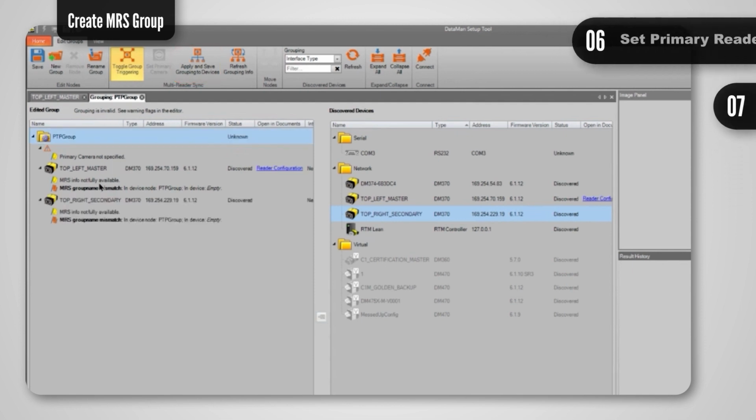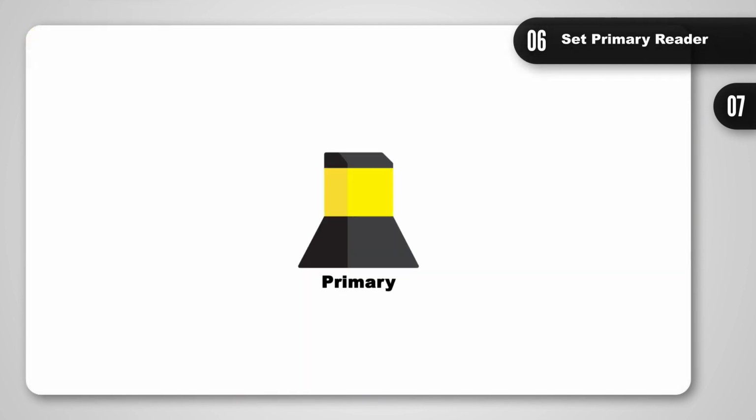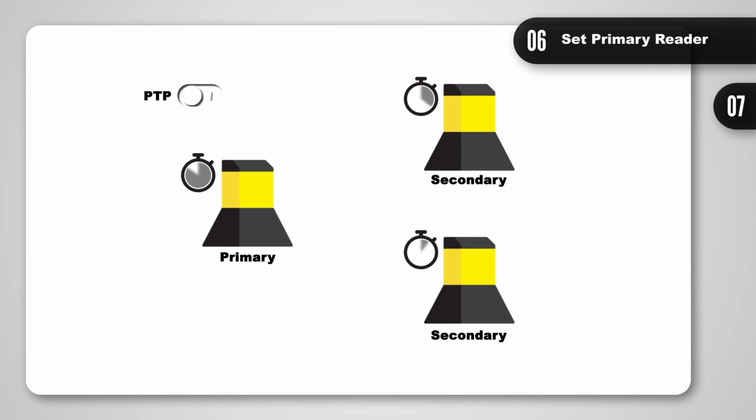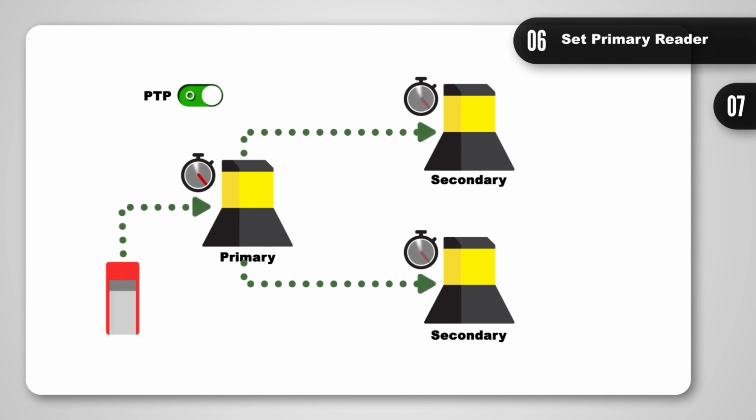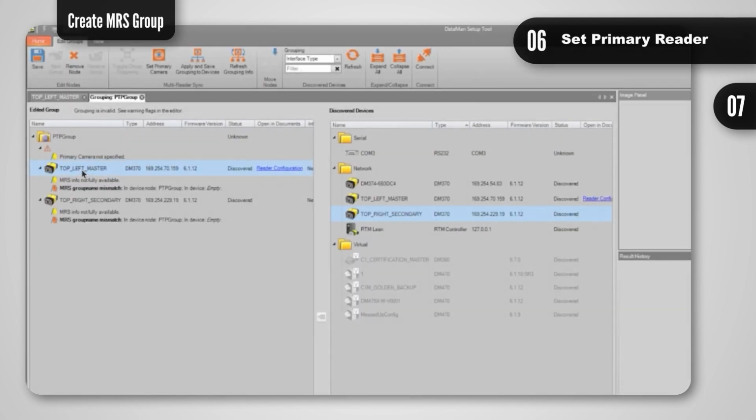Next, choose one reader in the group to set as the primary reader. The primary reader is the main reader in a system. It will receive and distribute trigger signals to the secondary readers, and aggregates results for output. The rest of the readers in the group will become secondary readers, which only acquire and decode images.